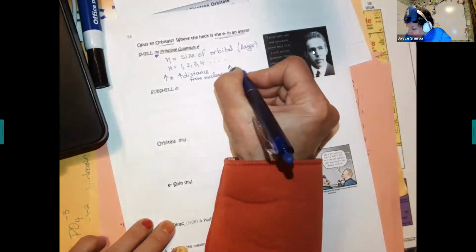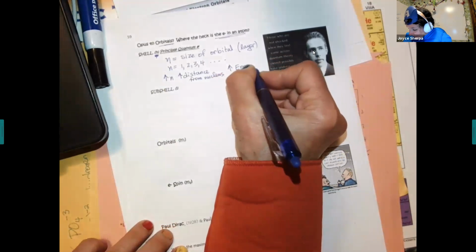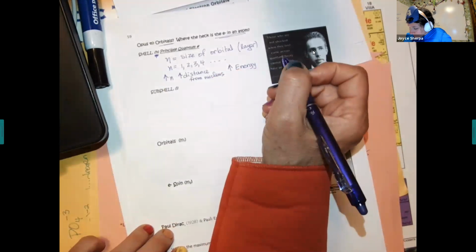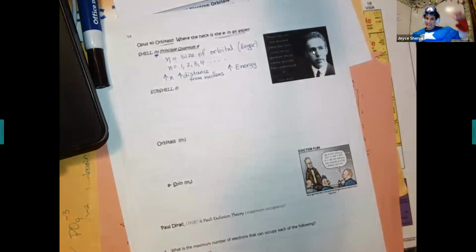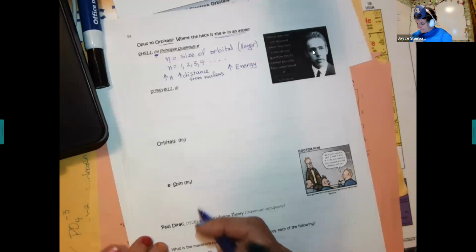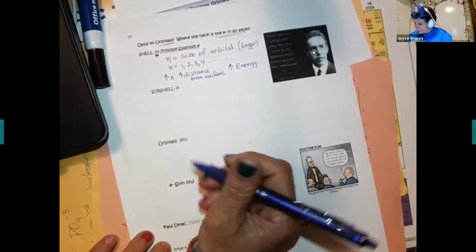As you increase N, you also increase the energy. So if you reside on the 5th level, you have a lot higher energy than at the 1st level. Electrons always exist at the lowest level possible, but there is a maximum occupancy at each level, and we're going to get into that when we get through this page.